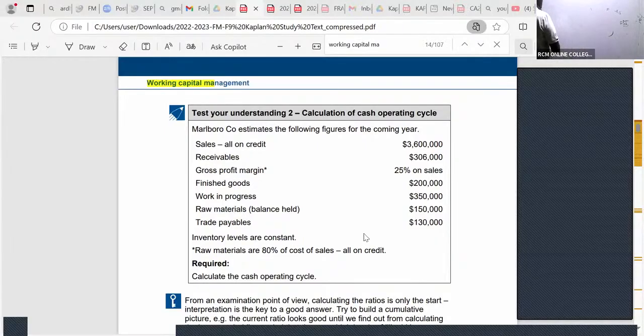So for payable days, you will take the payable given there over credit purchases. And remember, what were you purchasing? Of course, these were raw materials. So the payable days, I can see trade payables 130,000 over the 80% again of the 2.7. We're buying raw materials times 365. Sorry, I had forgotten 365 there.